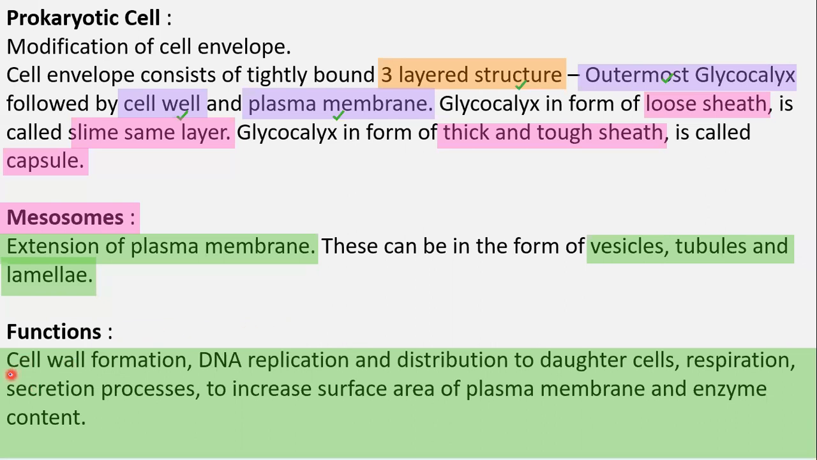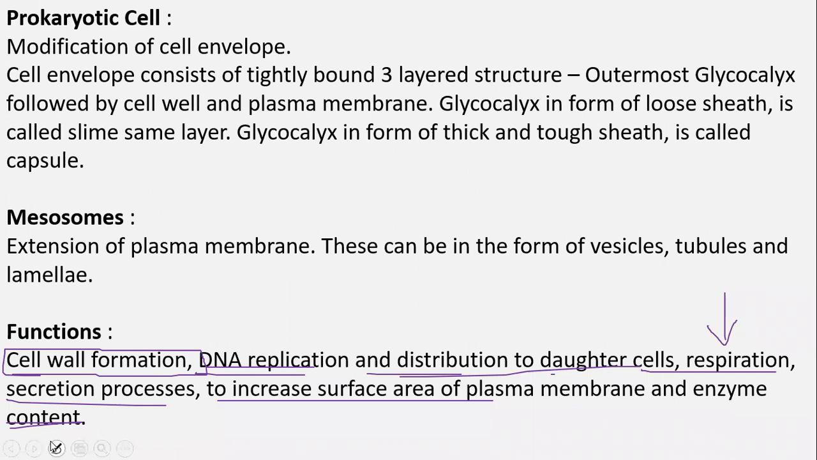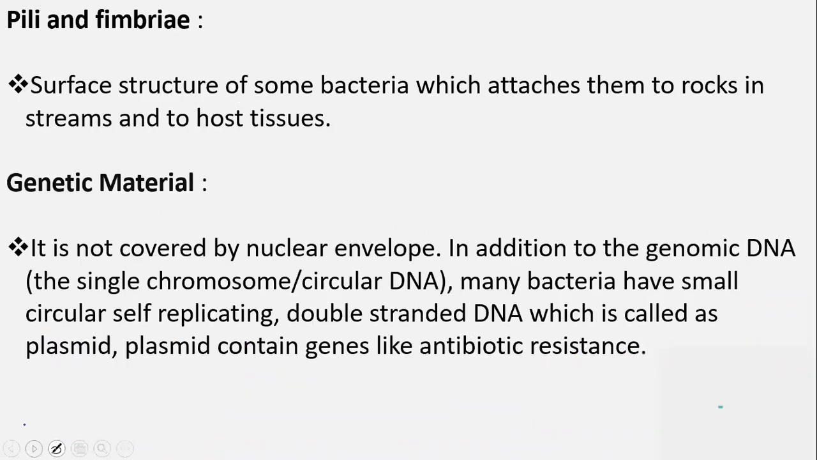They help in cell wall formation, then DNA replication, distribution to the daughter cell, and respiration. That is why they are analogous to mitochondria in the eukaryotic cell. They also help in secretion, increasing surface area and enzyme content. So all these things are important functions of the mesosome. Clear, everyone? Let's move on to the next one.